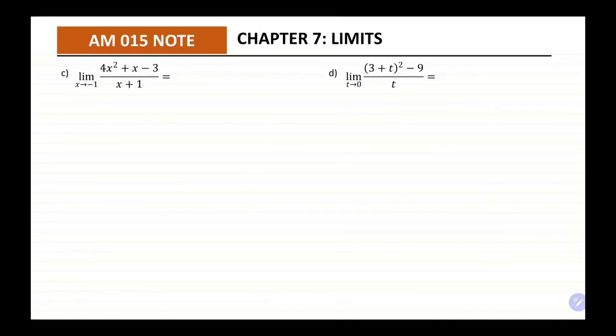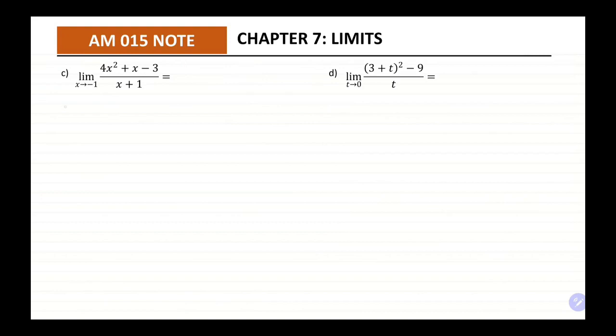C. We have the limit as x approaches negative 1 of (x squared plus x minus 3) divided by (x plus 1). Okay, now we substitute x into the function. So we test: 4 minus 1 minus 3 over negative 1 plus 1. So we get the answer 0 over 0, which means we can solve this limit. So we need to use factorize or conjugate. Since this one doesn't have a root, we use factorize.